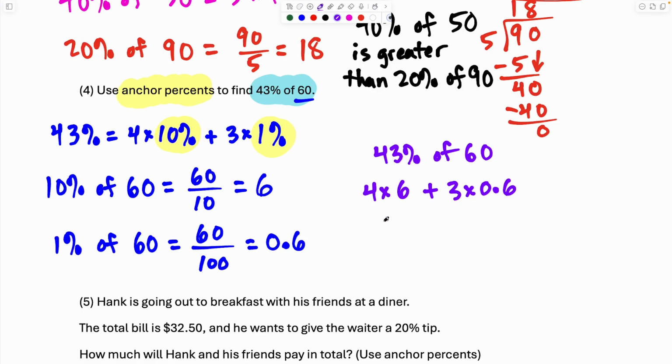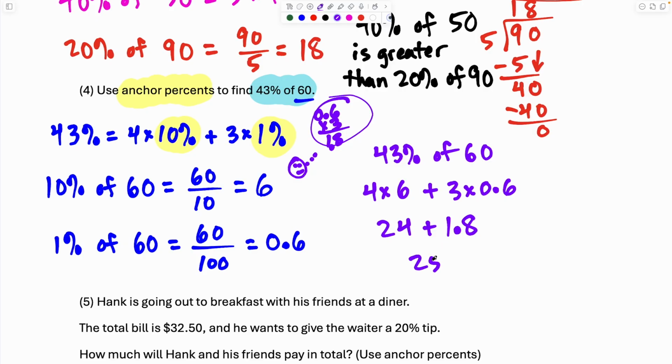4 times 6 is 24 plus, and for this part, if we're multiplying decimals like this in our heads, I just like to think that I'm doing 6 times 3. 6 times 3 is 18. So if I multiply by 0.6, I just put an extra decimal here. That's going to give me 1.8. So now I just add this together. 24 plus 1.8 is going to give us 25.8. And this is our solution.